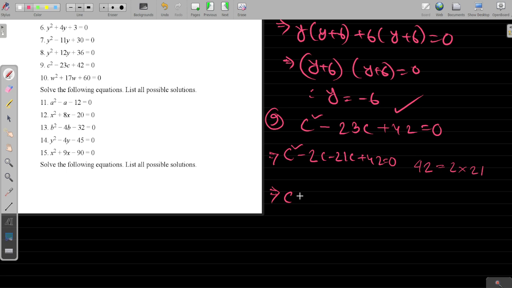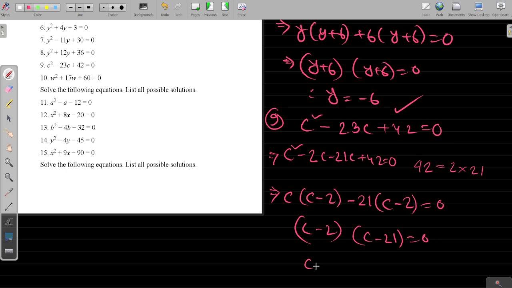Here, if I take c common, the remaining part is c minus 2, and if I take 21 common, then c minus 2 equals 0. So it's c minus 2 and c minus 21 equals 0, and you will get c equals 2 and c equals 21. So this is number 9.